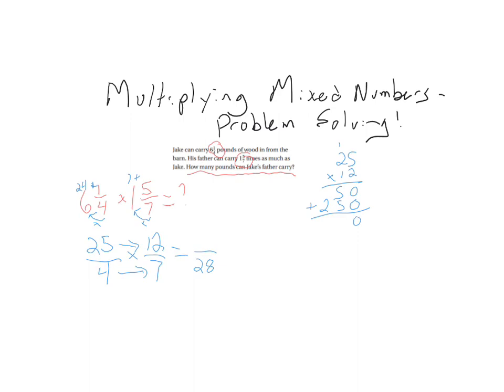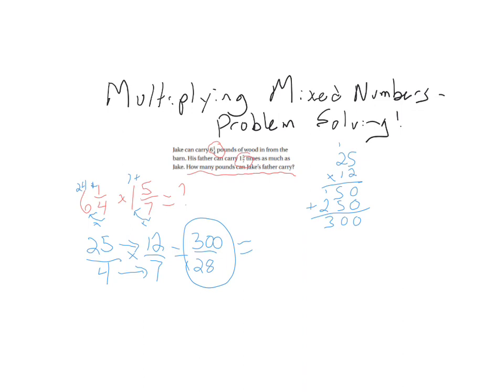0 plus 0 is 0. 5 plus 5 is 10, carry my 1. 1 plus 2 is 3. So 300, which I was correct. Now I have an improper fraction that says 300 over 28. So I need to simplify it. I need to make it back into a mixed number.